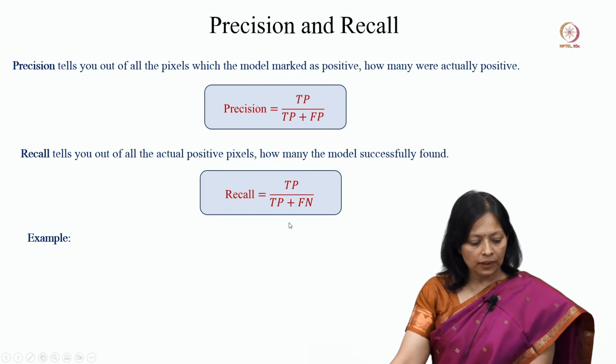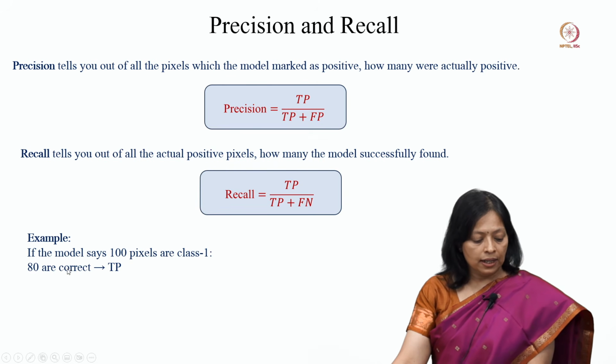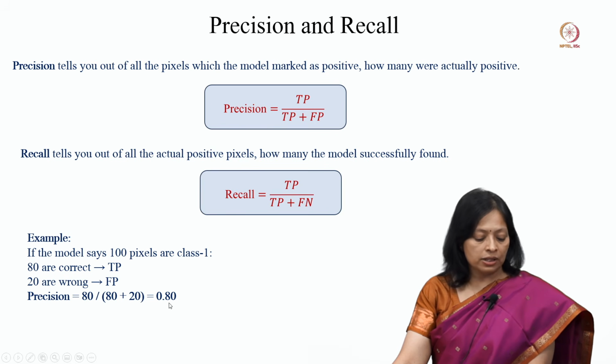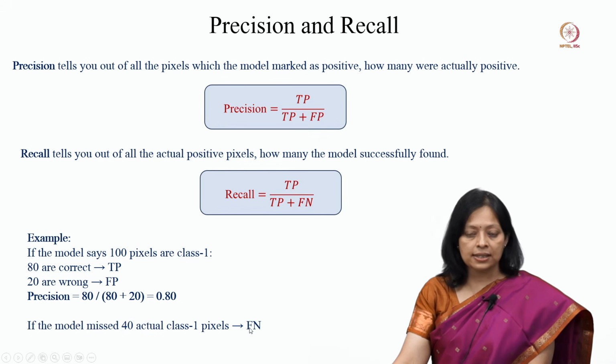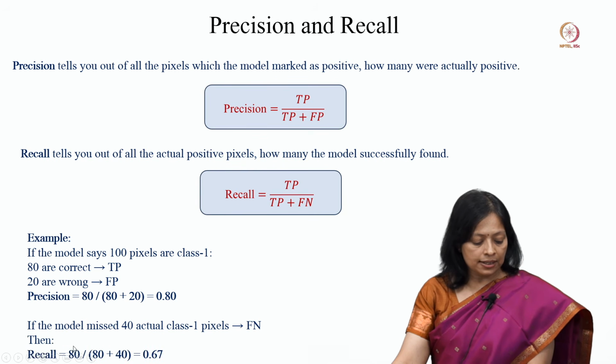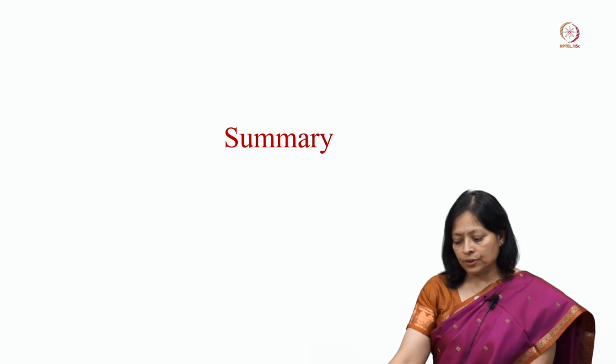For example, if a model says 100 pixels are of class 1, 80 of them are correct, which are true positive, and 20 are wrong, which are false positive, then precision becomes 80 divided by 80 plus 20, which is 80 divided by 100, that is 0.8. If the model missed 40 actual class 1 pixels, these are false negatives. In that case, recall equals 80 divided by 80 plus 40, which is 0.67. So this is about precision and recall. With this, I come to the end of today's session.